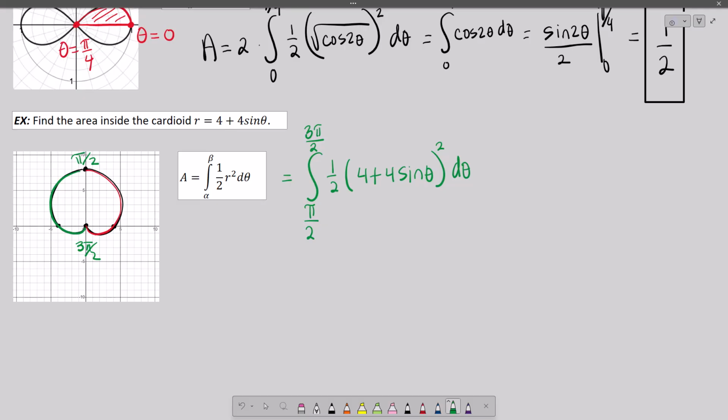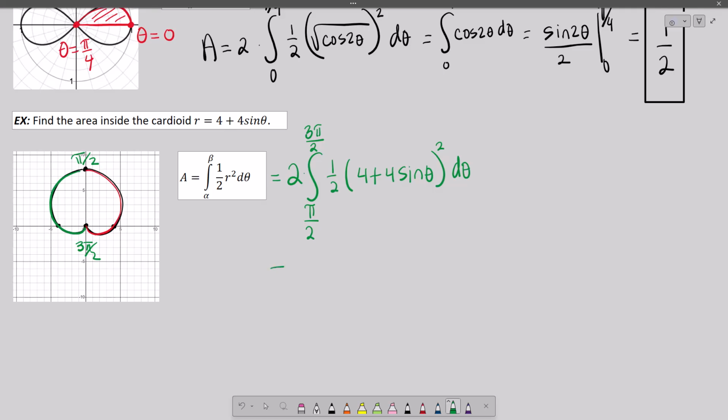Is the whole thing like 2 times that, or is it just that? So okay, sorry, thank you. We want the whole area. This is going to be just the left half, just the green half. So yeah, we want the full area, which is what they ask for. Yeah, we have to double it.